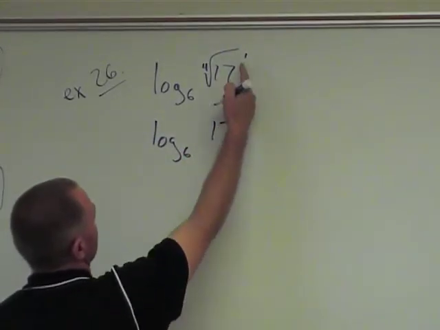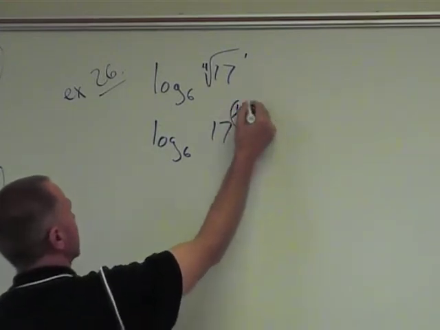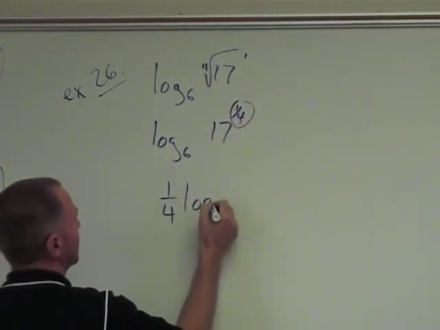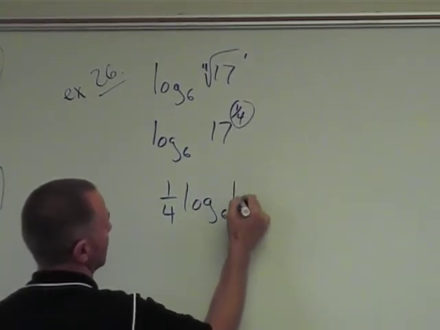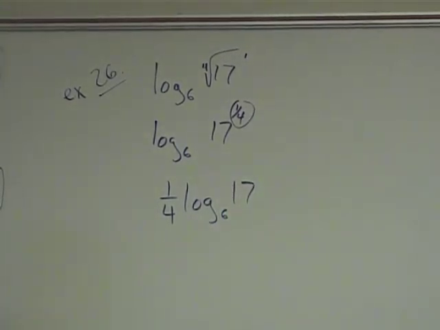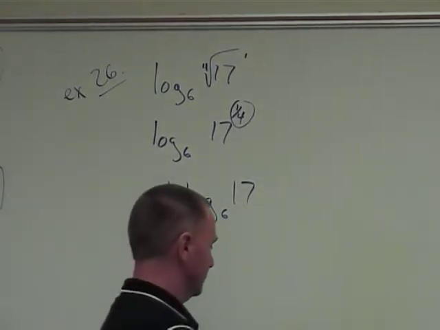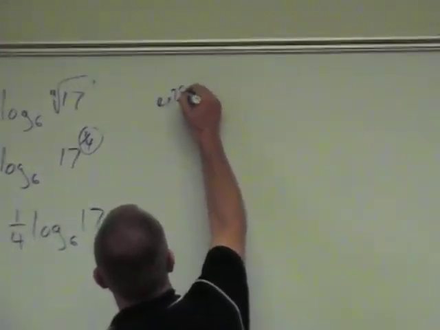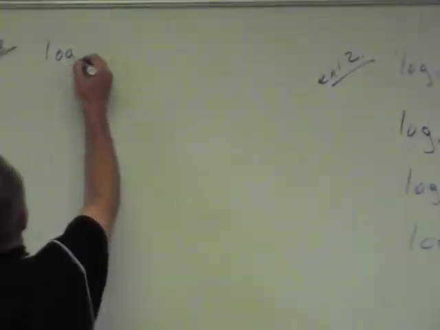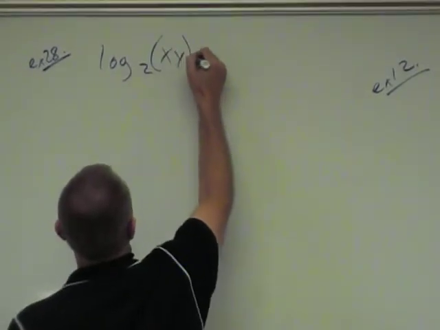Okay, so how do I manipulate the radical? 17 to the 1/4. This is just 17 to the 1 over 4. And then that's an exponent. So I would write it on the outside, 1/4 times log base 6 of 17. That's the answer. That's not bad at all. Just wait for it. All right, and then we turn the page over. Let's do 28. Let's see if you figured this out yet. Log base 2 of xy to the 10th.